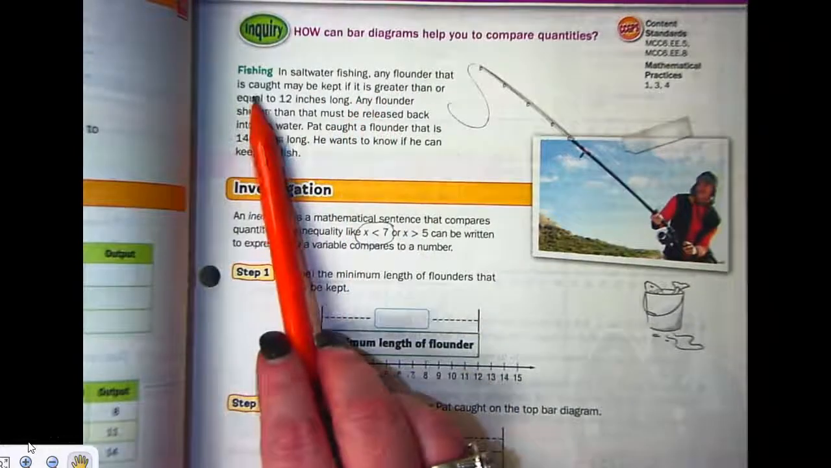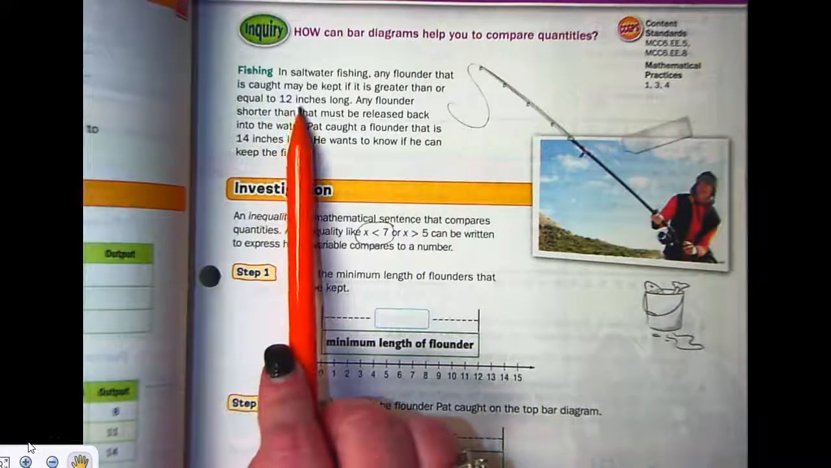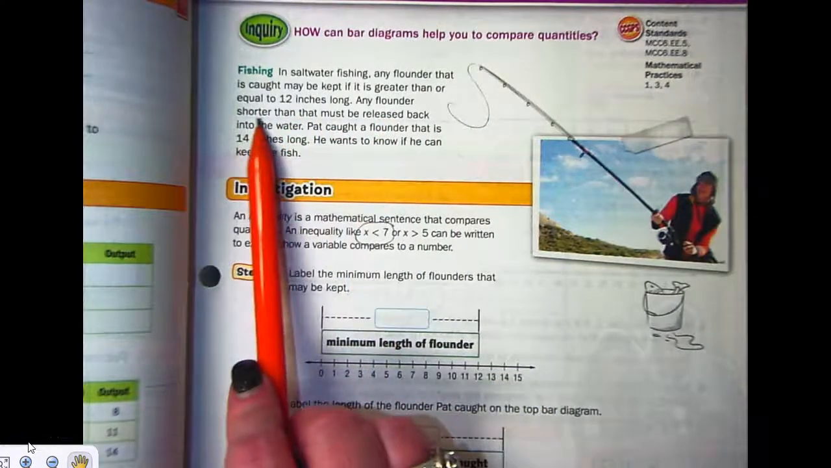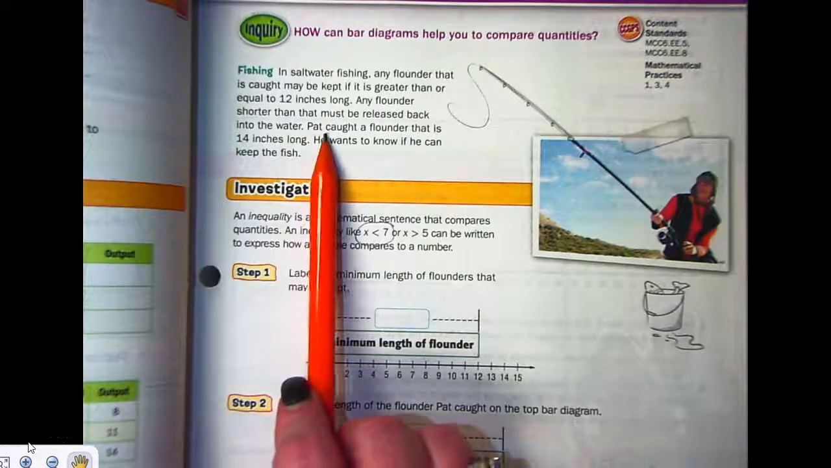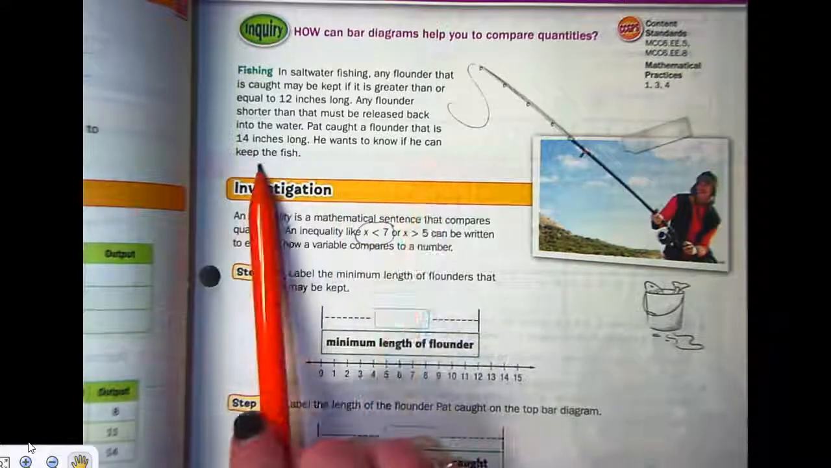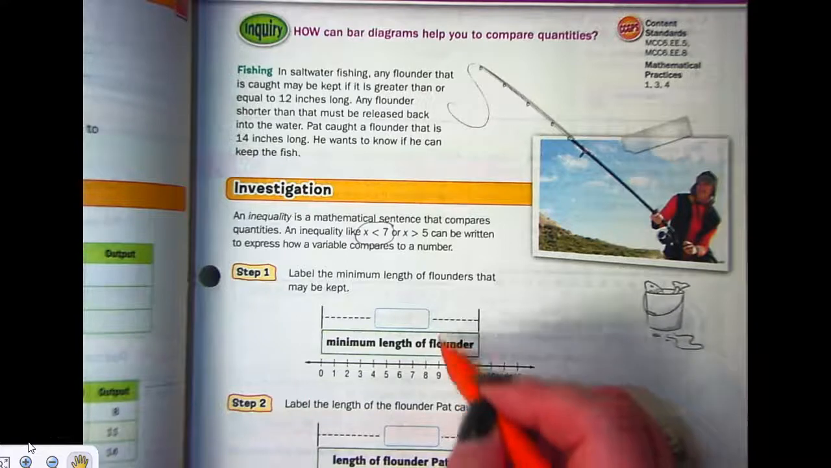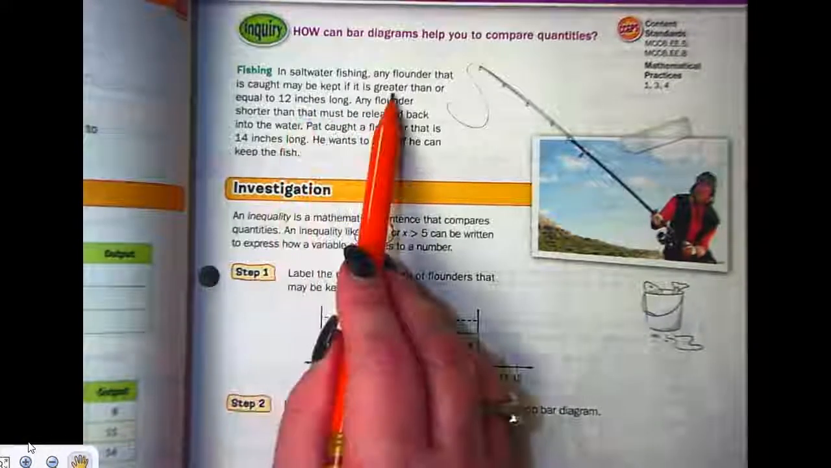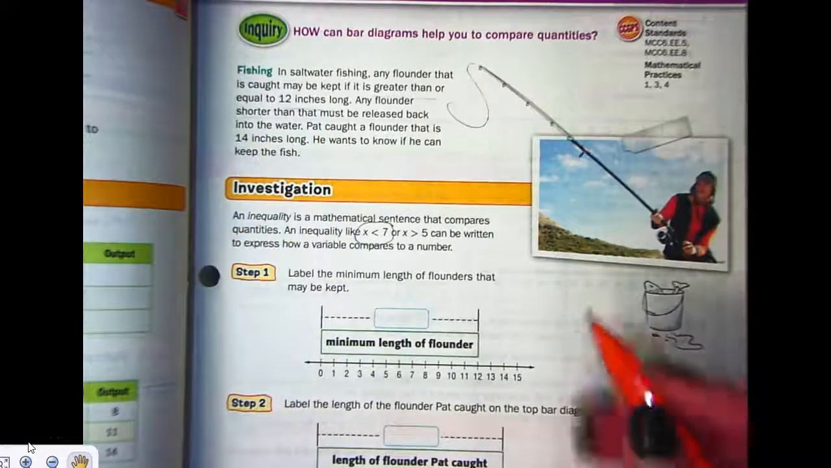So in saltwater fishing, any flounder that is caught may be kept if it is greater than or equal to 12 inches long. Any flounder shorter than that must be released back into the water. Pat caught a flounder that is 14 inches long. He wants to know if he can keep the fish. So we're going to label the minimum. What was the minimum? It had to be greater than or equal to 12 inches long.